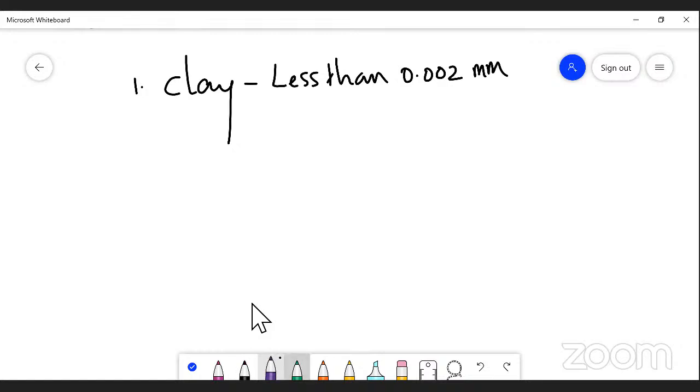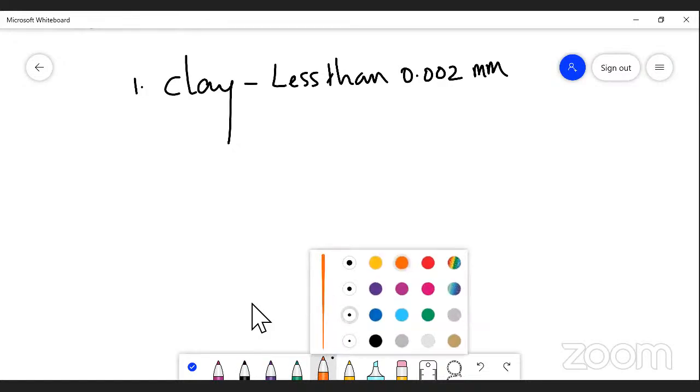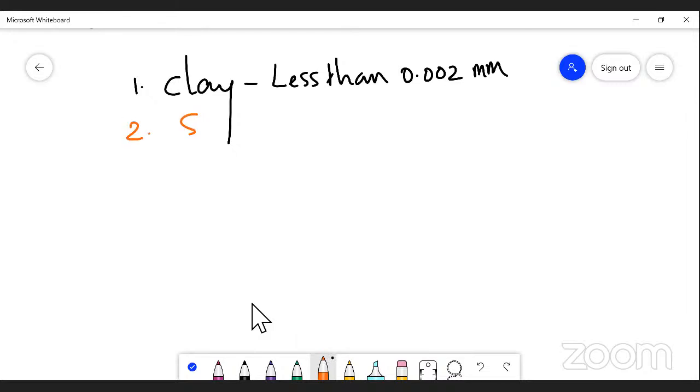The second soil is silt soil. The size of silt soil varies from 0.002 to 0.02 millimicron. So it is larger as compared with the clay soil particle, a little bit bigger.